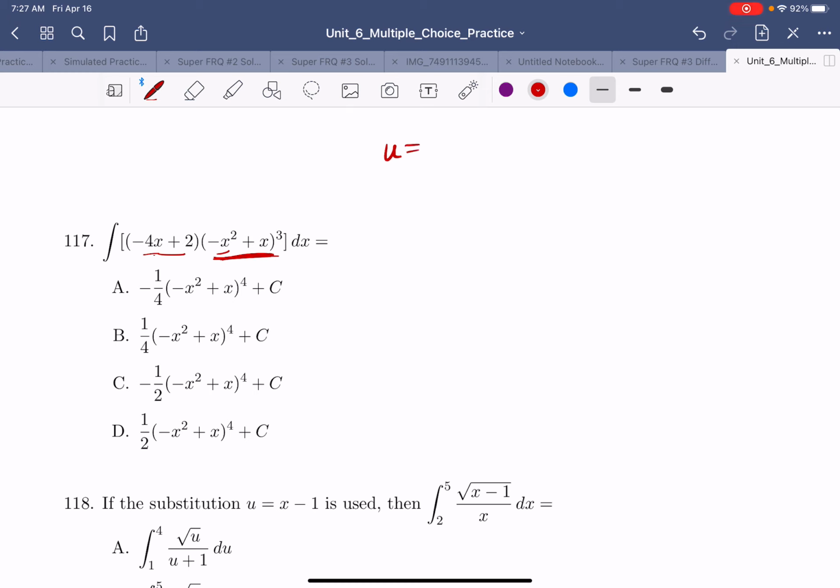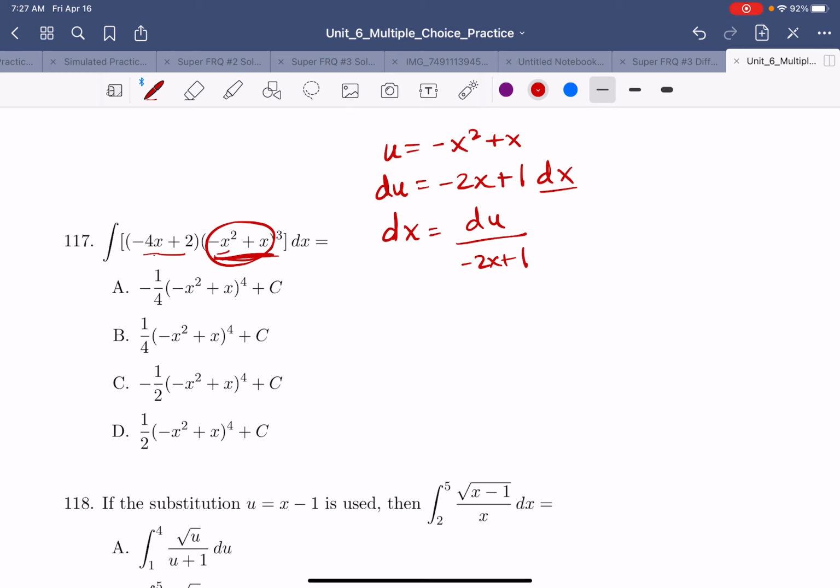So u is equal to, and it usually is going to be this one with the higher power, negative x squared plus x. du is equal to negative 2x plus 1 dx. I always want to get dx by itself. So dx is equal to du over negative 2x plus 1. And now I'm going to set up my integral and my substitution. So I still have this negative 4x plus 2 times now u cubed times du over negative 2x plus 1.